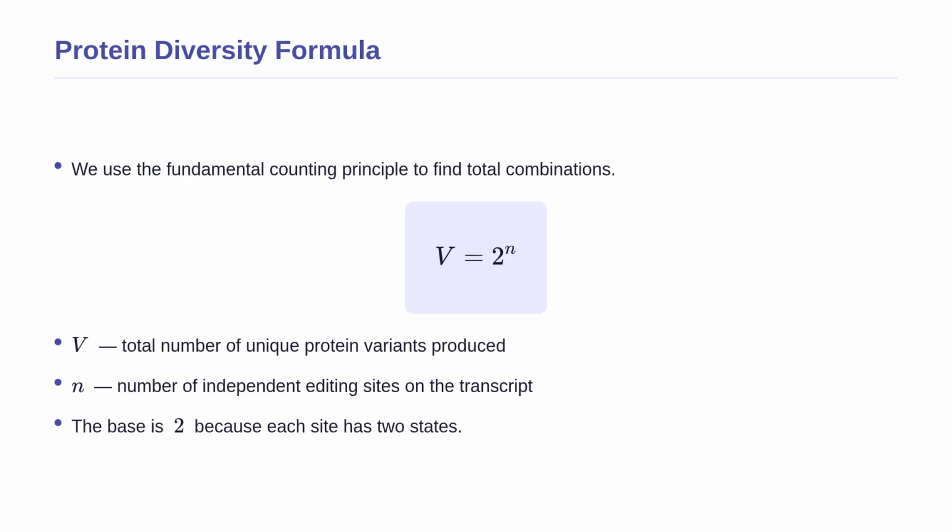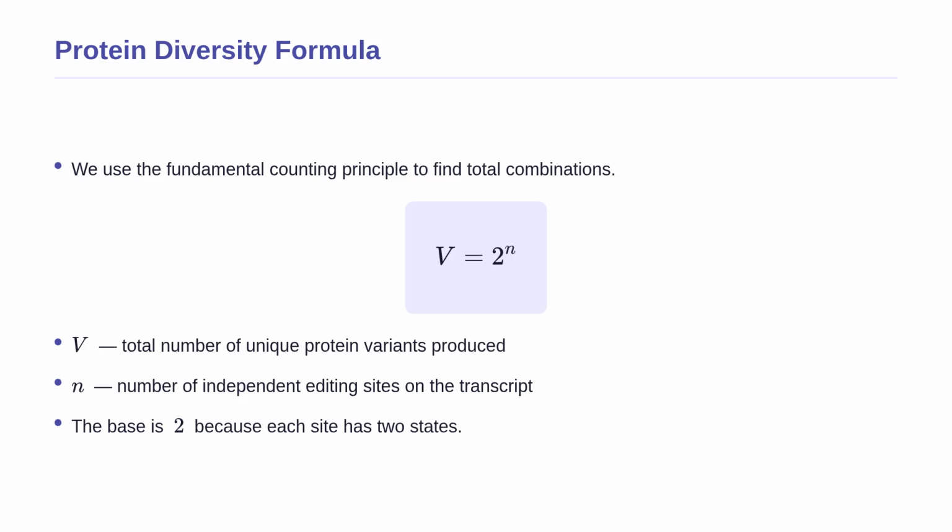To figure out exactly how many variations are possible, we use a simple exponential formula derived from the fundamental counting principle in probability. The formula is V equals 2 to the power of n. Let us define these terms. V represents the total number of unique protein variants that can be produced from the gene. The variable n represents the number of independent editing sites present on the messenger RNA transcript.